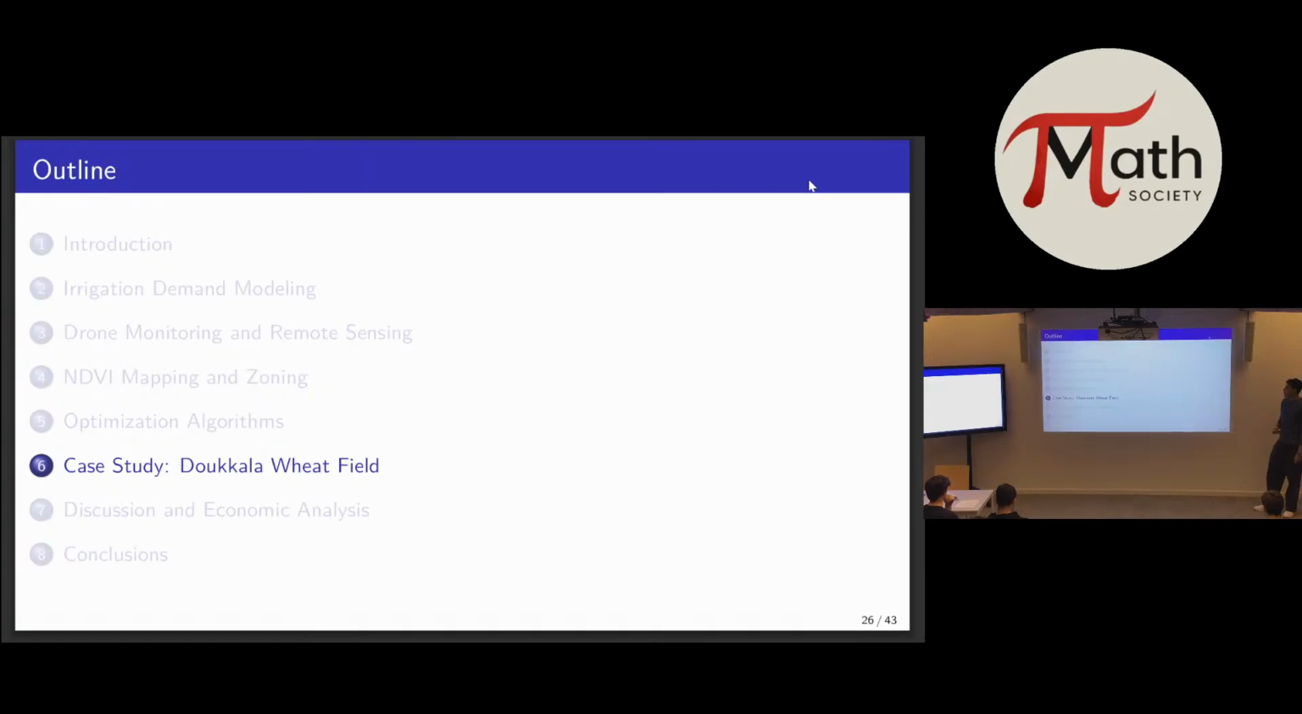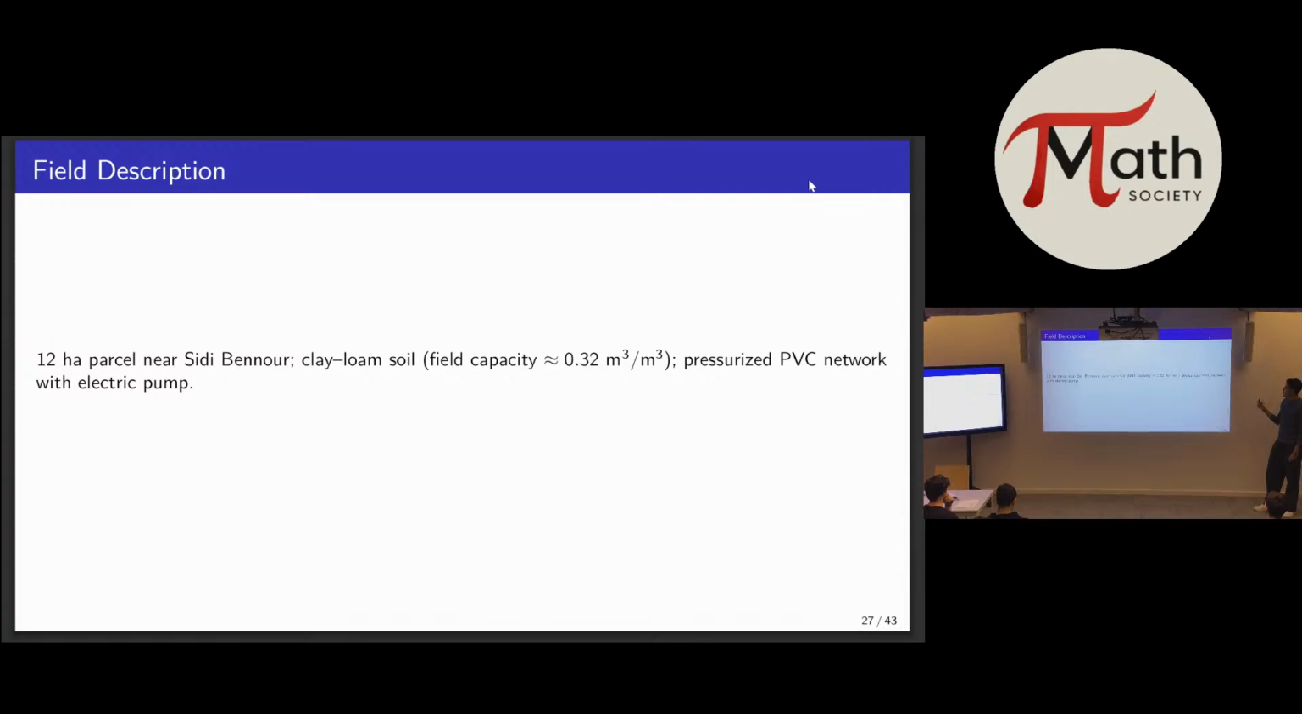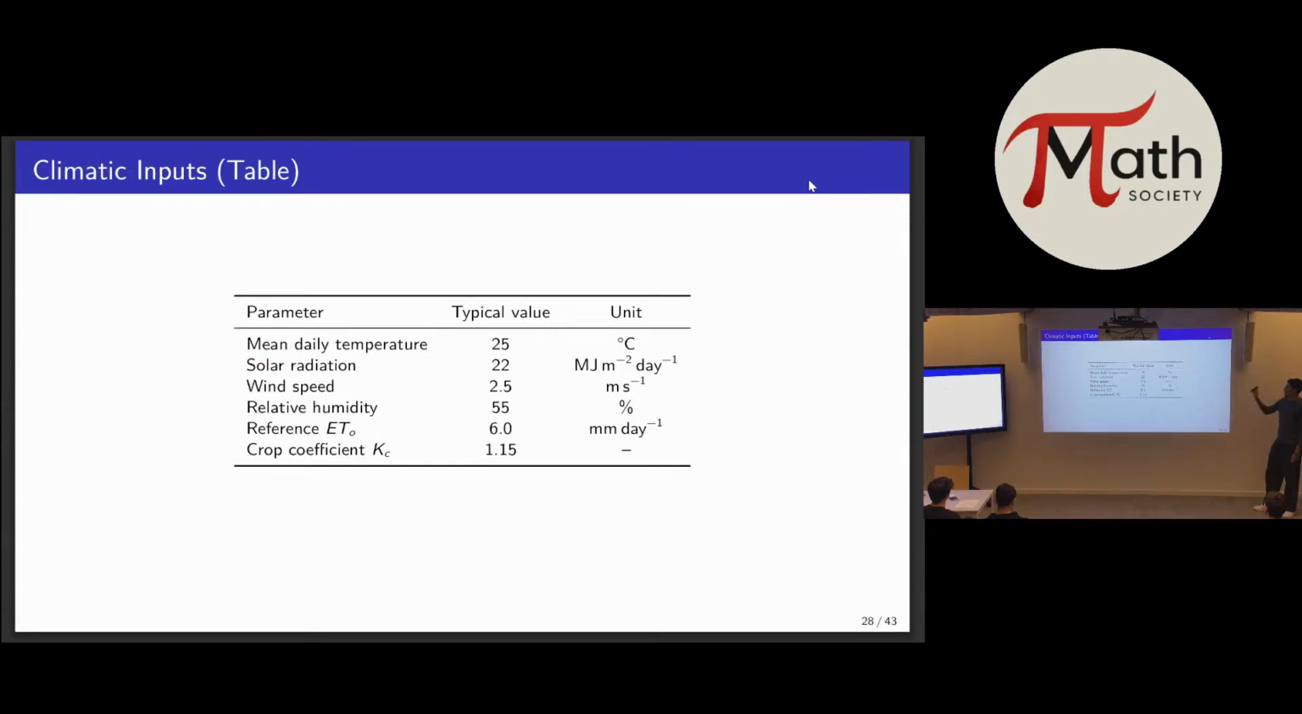So finally, we have a case study of the Ducala wheat field. We will be inputting all our relations. To put us in context, we have a 12-hectare parcel near Sidi Ben Noor, with clay loam soil and a pressurized PVC network with an electric pump. We have the parameters here: daily temperature of 25 degrees, solar radiation 22, wind speed 2.5, relative humidity 55, so it's pretty humid.